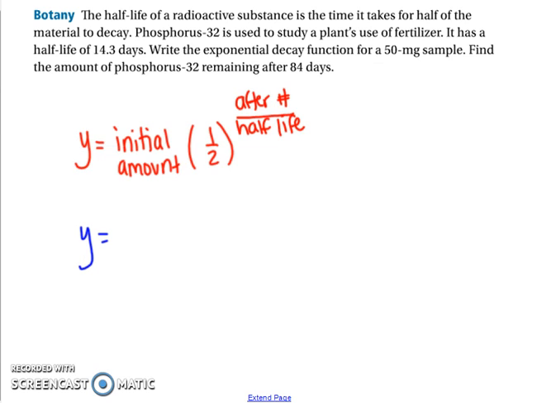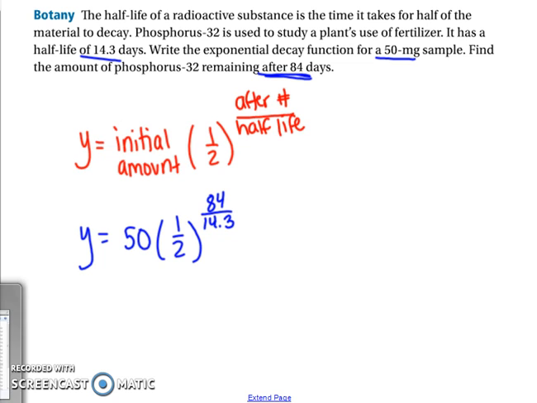So the initial amount is a 50 milligram sample. So 50 is our initial amount. And then we have 1/2. So that's always going to be 1/2 there. And then where it says after number, that just means at the end it'll say how much is remaining after a certain amount of time. So 84 is going to be the numerator, and then the half-life they tell us is 14.3. So that's going to be our denominator. And then you're just going to plug this into the calculator.